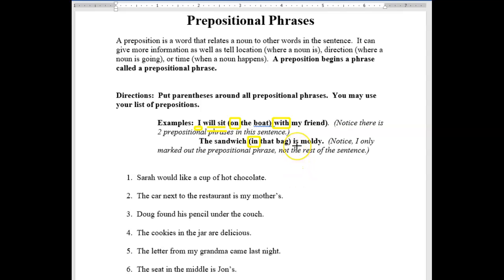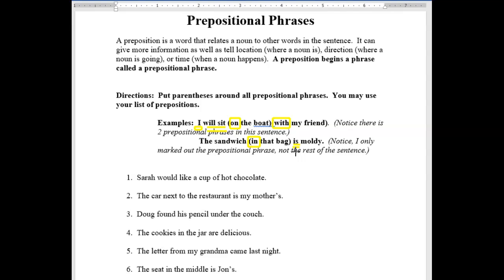Because what is? Helping verbs. Is would be the verb of the sentence. So remember I said earlier, a prepositional phrase never is the subject or the verb in a sentence. So in that bag would be your prepositional phrase. Is is a verb, so we would not mark that.